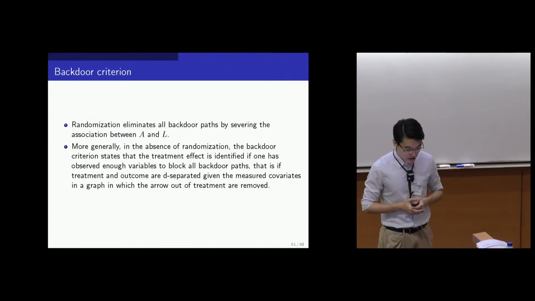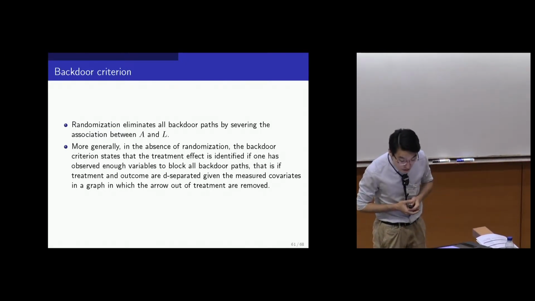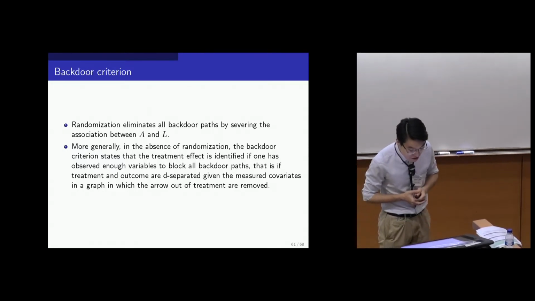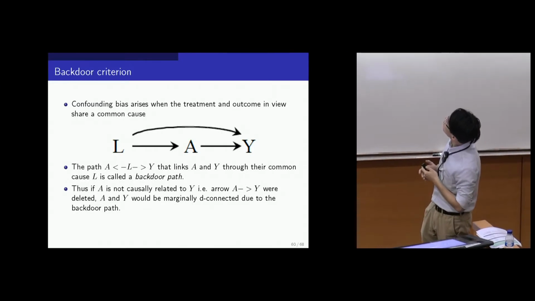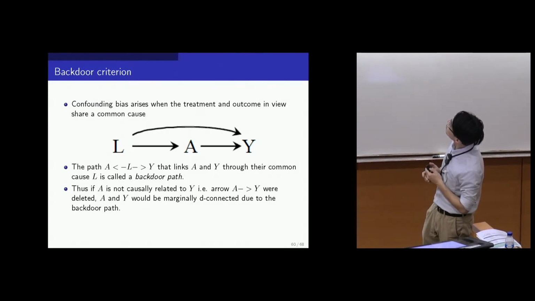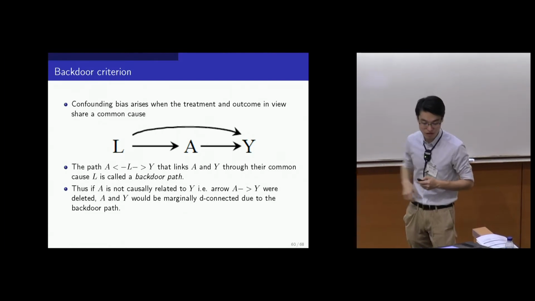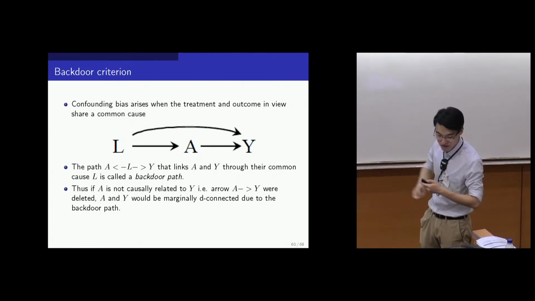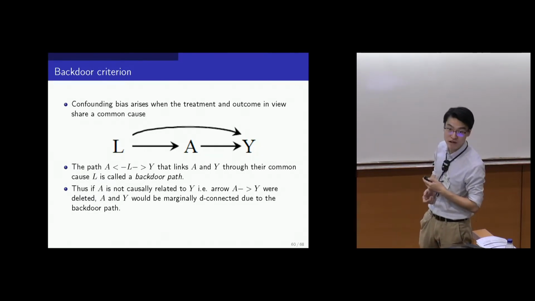So randomization eliminates all backdoor paths by cutting the association between A and L. If A is randomized, then we do not think that there are any variables that will cause A, because it is itself just random. It's randomized by, for example, a coin flip. So we will not expect to have any backdoor path connecting A and Y in that case.